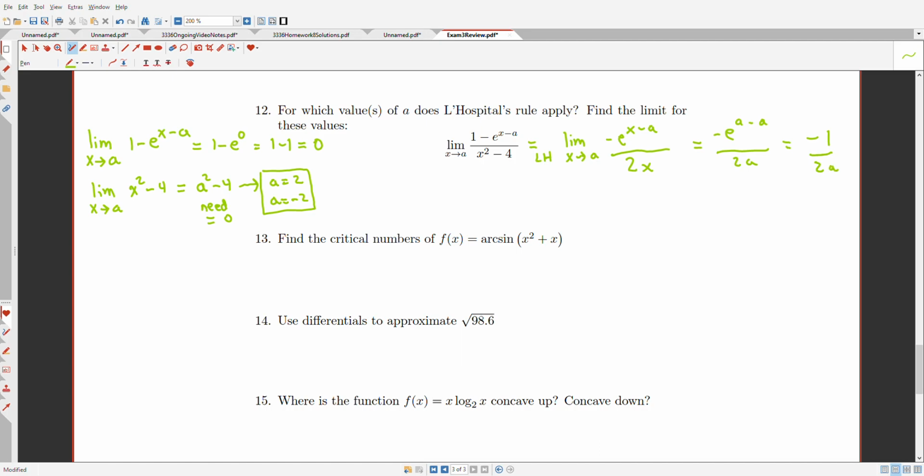So what does this tell me? I know that when a equals 2, L'Hopital's rule applies, and the limit is negative 1 over 2 times 2. That's negative 1 over 4. When a equals negative 2, L'Hopital's rule applies, and the limit is negative 1 over 2 times negative 2, and you'll get positive 1/4 for that limit.